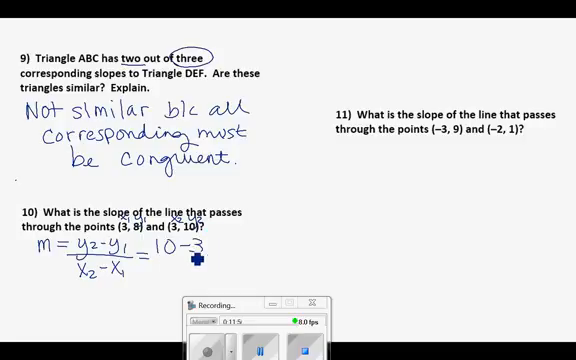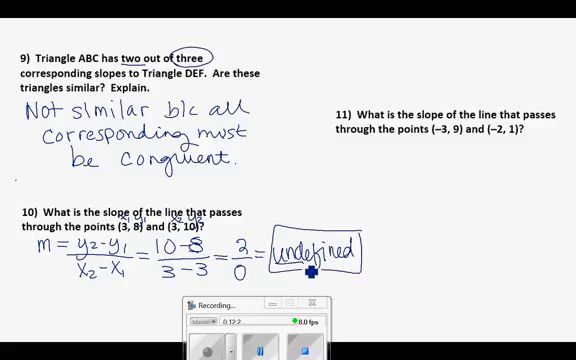10 minus 3, I'm sorry, no, 10 minus 8. Sorry. And then 3 minus 3. 10 minus 8 is 2. 3 minus 3 is 0. And we know, because we have asked Siri the answer to this question, that it would be undefined. When the 0 is underneath, the slope is undefined.